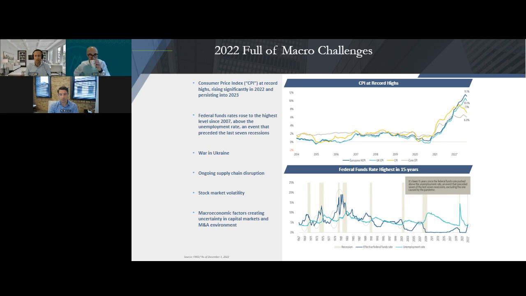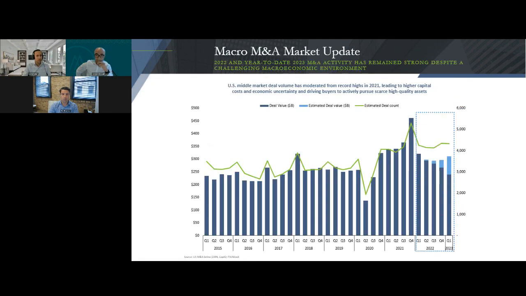All of this led to the stock market volatility that we saw, and just generally a lot of macroeconomic factors that created broader uncertainty in the markets, which had an impact both on companies' abilities to raise money and also companies' ability to raise money at high valuations. So that's kind of the backdrop, the lens of the macro environment that we were entering into this year.